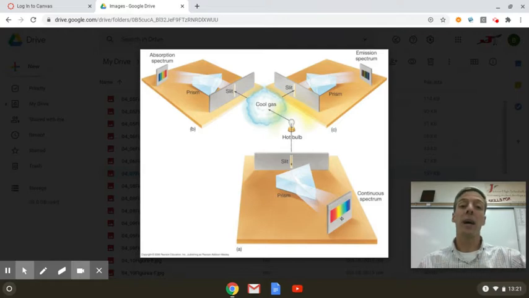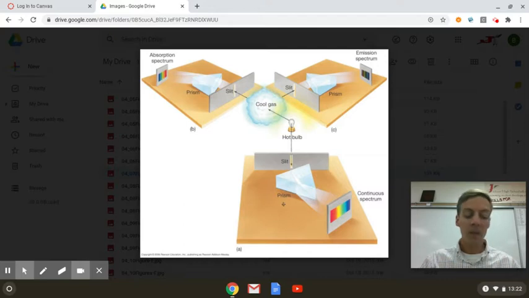In fact, there's a guy, Kirchhoff, K-I-R-C-H-H-O-F-F. He's got three laws about this. A luminous solid, liquid, or dense gas, in other words, this piece of metal, which is a solid and glowing hot, is going to emit a continuous spectrum. You're going to get all sorts of wavelengths. It's going to follow the black body curve, which we talked about, the shape and how much light it's going to emit at each different color.